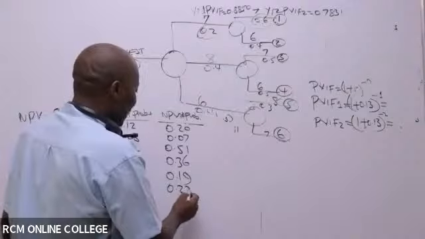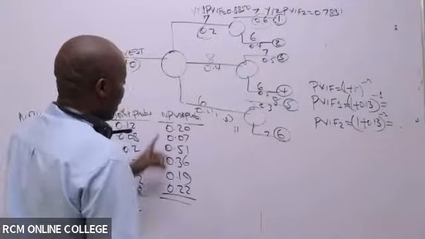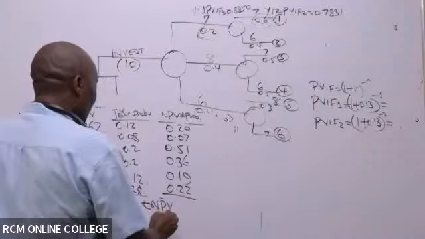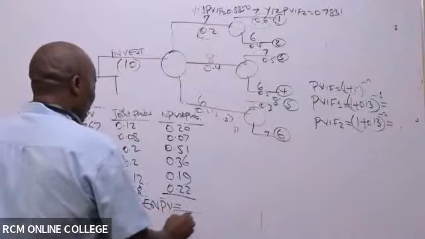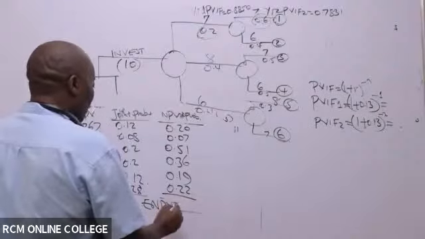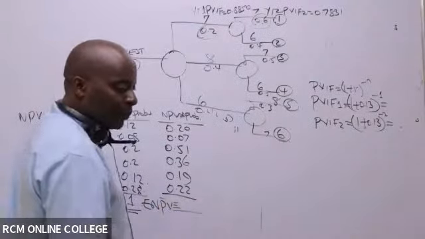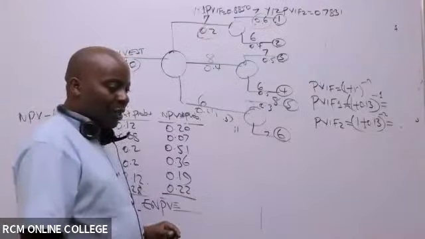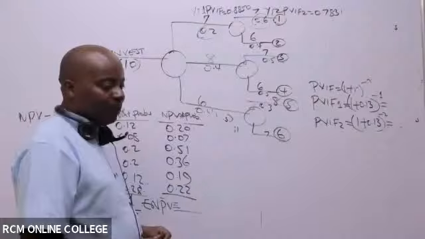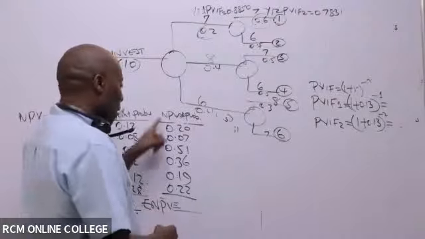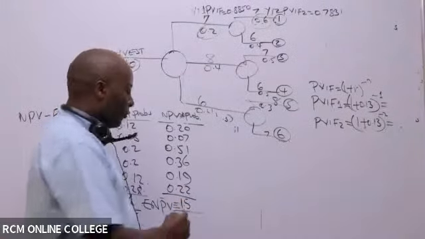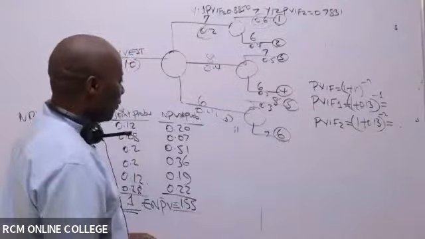So please come and add all of this for you to be able to give us the expected net present value. Give me the expected net present value. According to Muleri, it's supposed to be 1.55. When you add all of them, the expected net present value is 1.55.